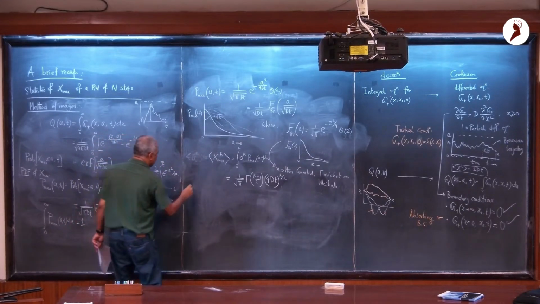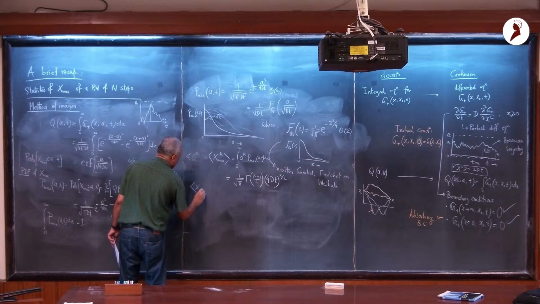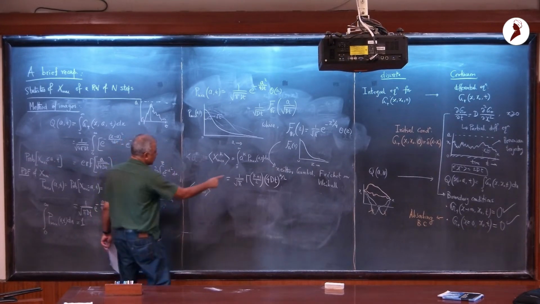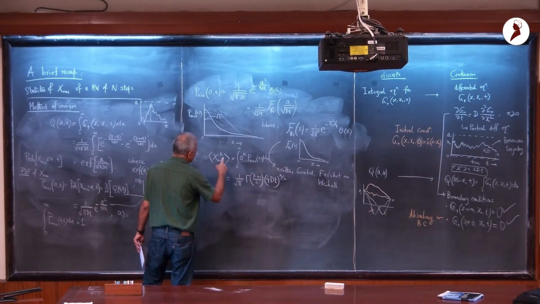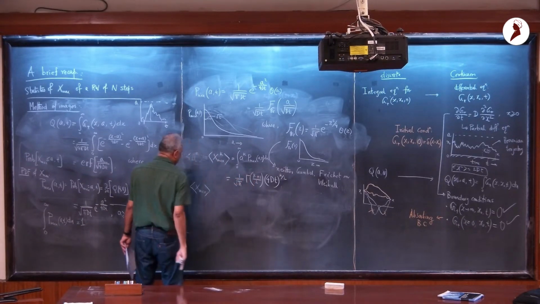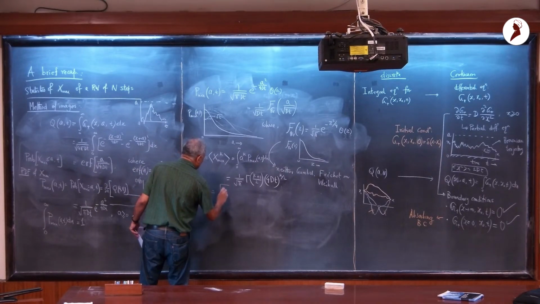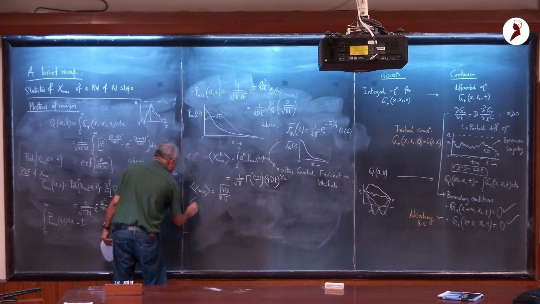Okay, so for instance, the average value of x max, the average value of the maximum up to time t. If you put k equal to 0, of course, it is normalized to 1. You put k equal to 1, and you get square root of 4Dt over pi. You can calculate the second moment.